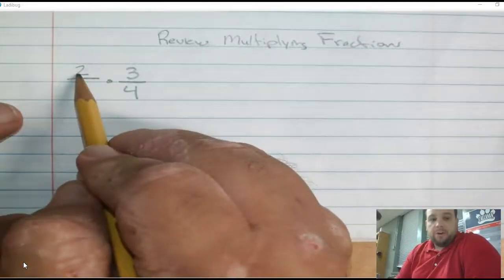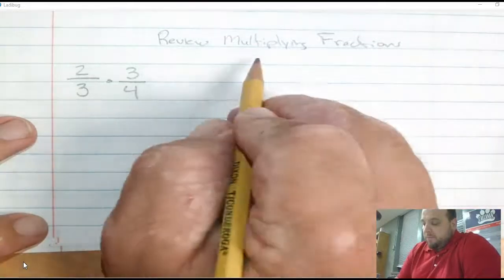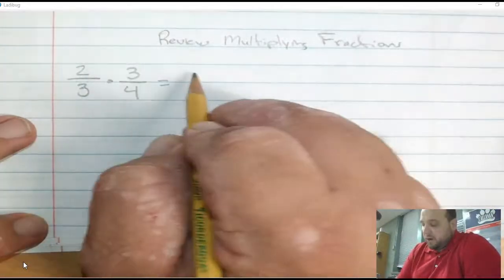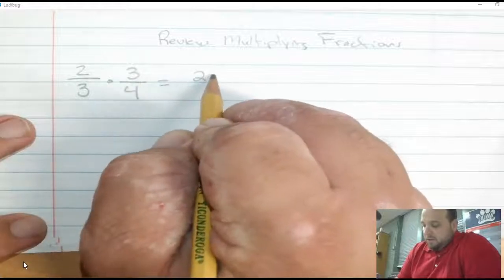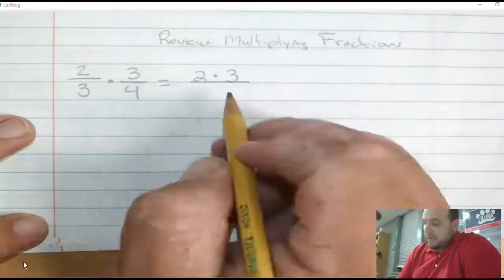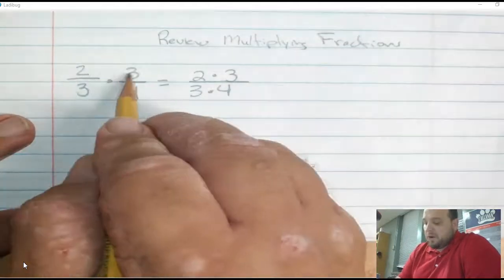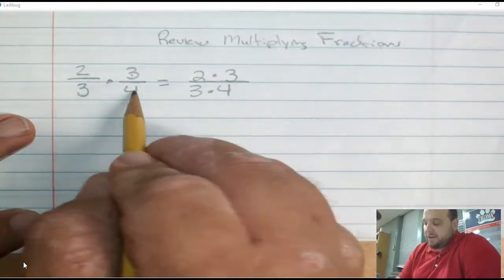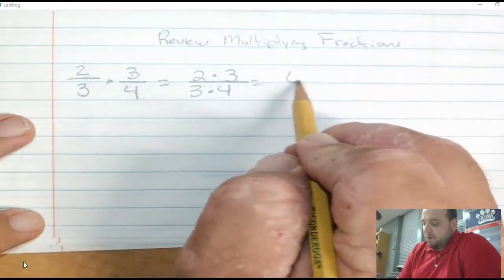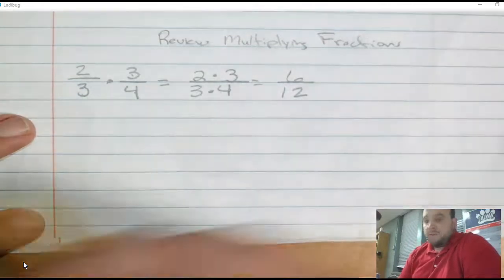Well, the top number is referred to as my numerator. The bottom number is referred to as my denominator. So when I multiply fractions, basically what I do is I multiply the two numerators. So I create a problem that looks something like this. I'll have 2 times 3 on the top, and then 3 times 4 on the bottom. So I'm multiplying the numerator times the numerator, and then the denominator times the denominator. So I take 2 times 3, which will give me my numerator of 6, and 3 times 4, which will give me my denominator of 12.